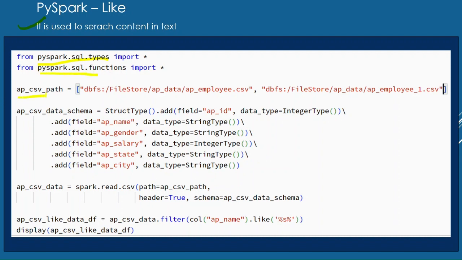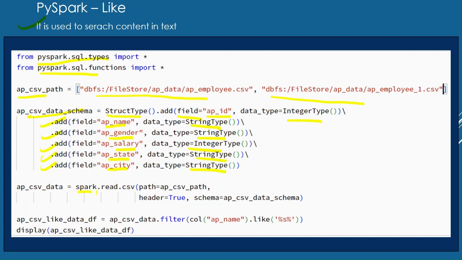I am creating a list variable, and this list variable has the address of the CSV file which we are going to read with the help of a custom schema. This custom schema we are creating with the help of StructType and StructField. In the StructField, I am defining the column name and the data type. There are 6 column names I have defined over here. This is the name of the column and the data type. AP state data type is string. APCT data type is string.